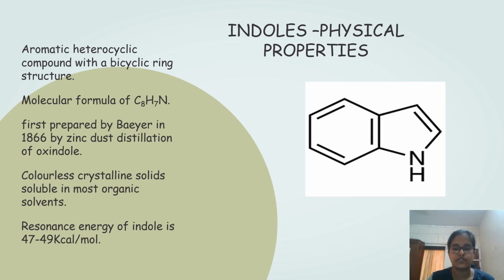Now the physical properties of indoles. Indole is an aromatic heterocyclic compound with a bicyclic ring structure. According to Hantzsch-Widman nomenclature, this indole has a name called benzo[b]pyrrole, and indole is the common name for this structure. Molecular formula is C8H7N, and it was first prepared by Adolf von Baeyer in 1866 by the zinc dust distillation of oxindole, and it has a resonance energy of 47 to 49 kilocalorie per mole, and it is soluble in most organic solvents, and it is a colorless crystalline solid.